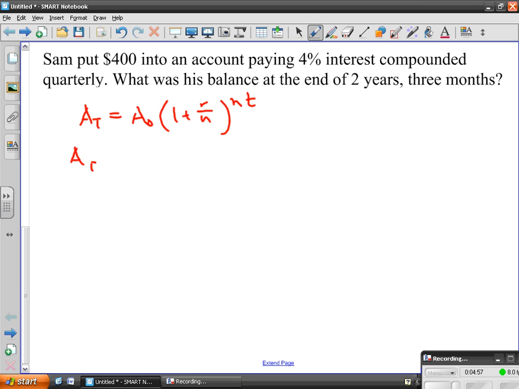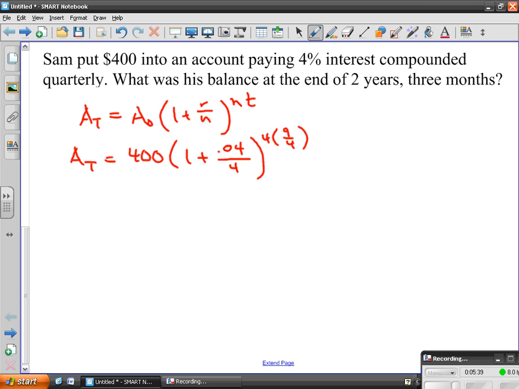The total amount of money Sam will have is equal to his original amount, or his principal, which is $400, times 1 plus his interest rate, which is 4%, and as a decimal is 0.04. Now we're compounding quarterly. And I hope you realize that compounding quarterly means you're doing it 4 times a year. So the number of compoundings is 4. That number goes here and here. 2 years and 3 months. So time is supposed to be written in years. Well, 2 is obvious. 3 months is 1/4 of a year. So I'm looking at 2 and 1/4, which I can write as a fraction as 9/4 of a year. Or 9/4 years, I probably should have said.